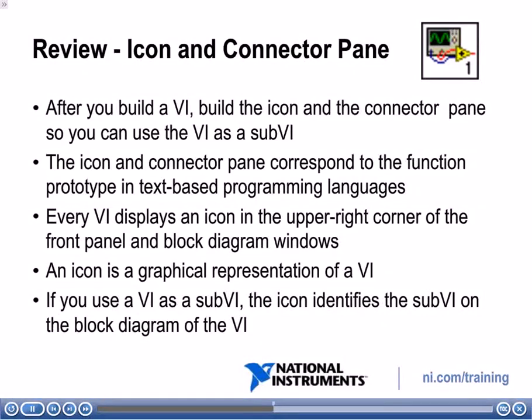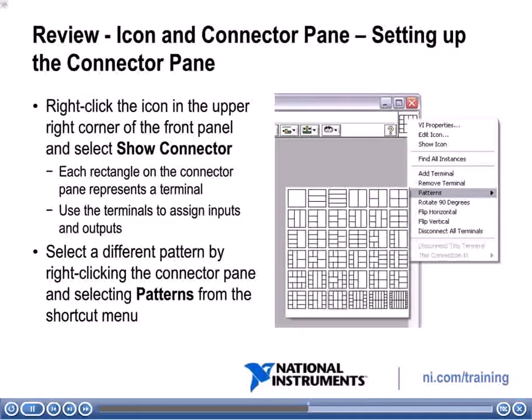Again, the icon that you define for your sub-VI, that's how that sub-VI will show up if it's placed in a main VI. The connector pane is going to define the inputs and the outputs of that sub-VI, and those inputs and outputs are passed from the main VI into and out of that sub-VI. So remember, to set up the connector pane, you want to right-click the connector pane, go to Patterns, and you can select one of those patterns. The default one, and the one that most people use, is the 4x2x2x4 connector pane.